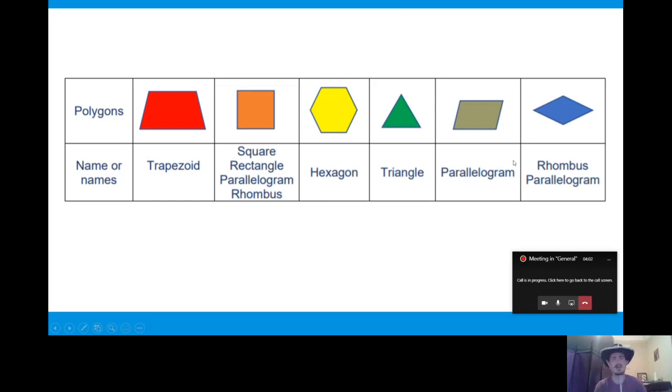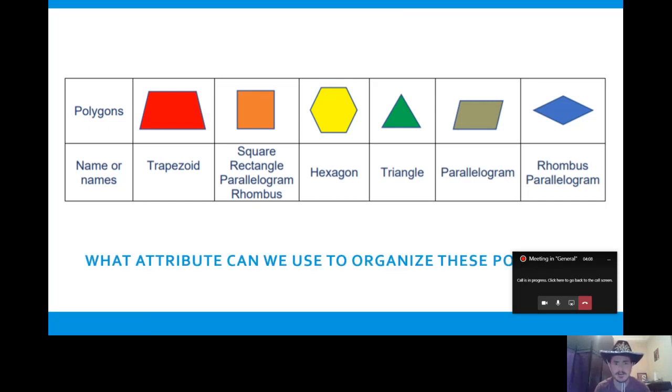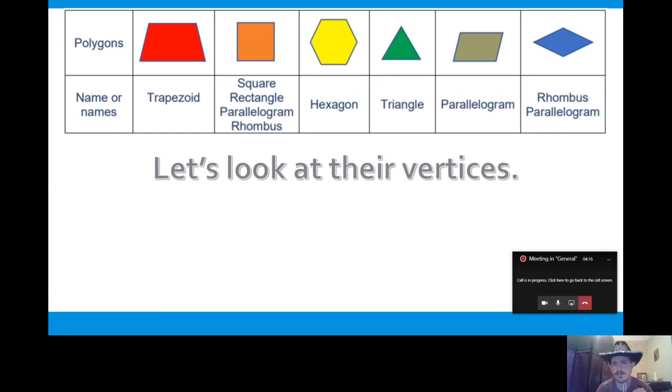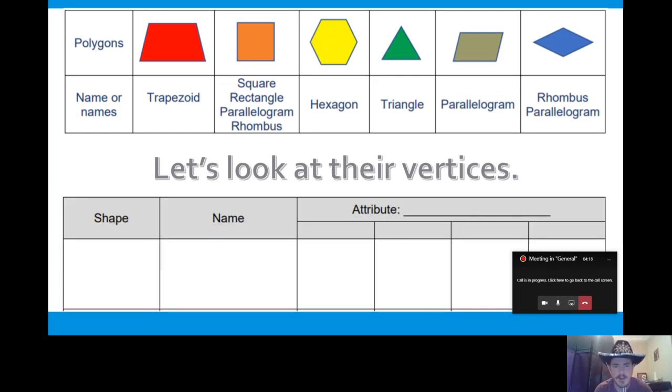All right, so let's talk about different attributes that these polygons have. How can we organize these polygons by attribute? Which attribute should we use? We just talked about 4. Let's look at their vertices first. So I'm going to fill in this graphic organizer. I have shape, name, attribute up at the top. So I'm going to be talking about number of vertices. So I wrote that up at the top where it says attribute.